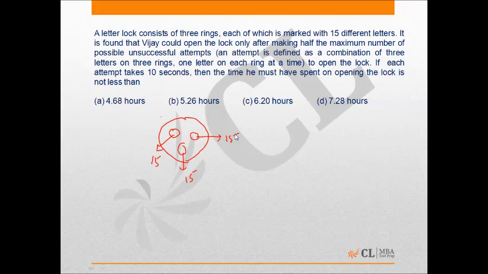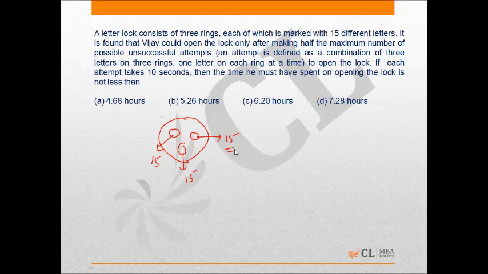It is found that Vijay could open the lock only after making half the maximum number of possible unsuccessful attempts. An attempt is defined as a number of 3 letters on 3 rings, 1 letter on each ring at a time to open the lock. If each attempt takes 10 minutes, then the time he must have spent on opening the lock is not less than. So first of all, we have to find the maximum possible number of attempts that one can make on this lock while trying to open it.